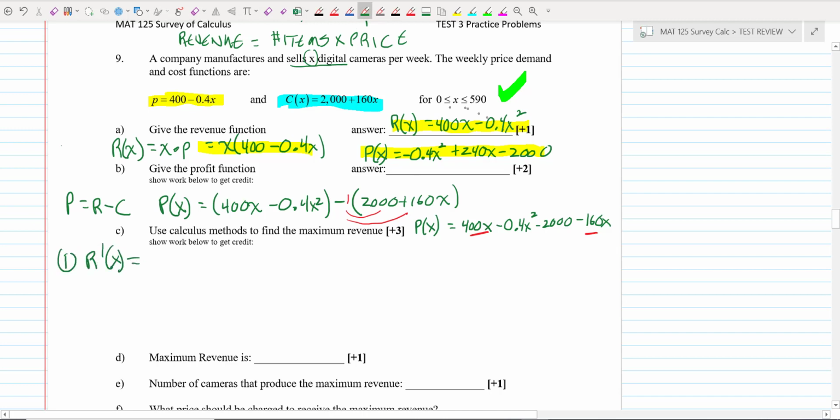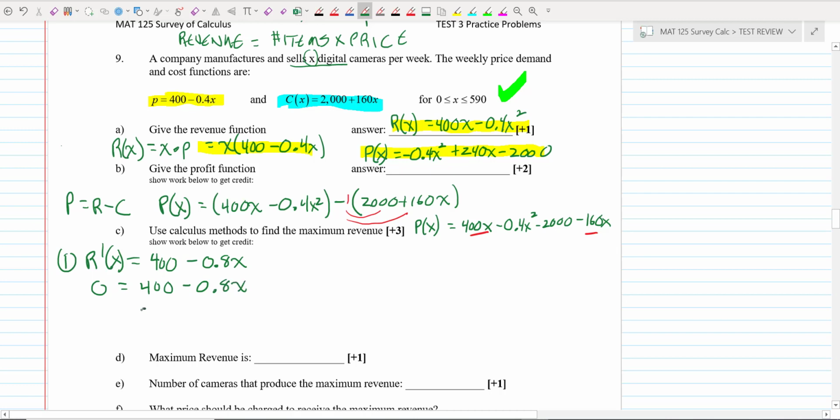The derivative of the revenue function that you have in the first answer blank is 400 minus, by power rule, 0.8x. So that is your marginal revenue. You want to set that equal to 0 to find critical numbers. So we're going to have 0 equals 400 minus 0.8x.